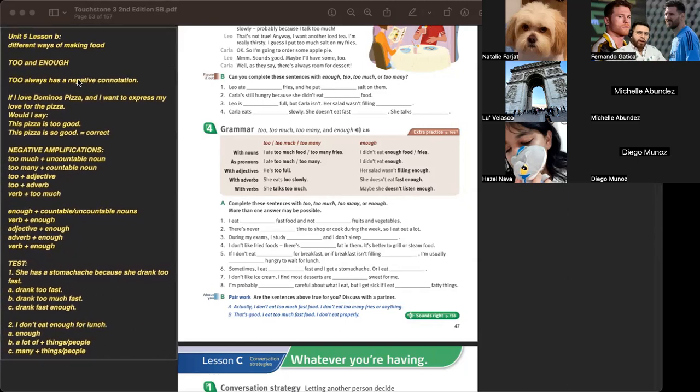Class, you have 10 seconds. Please take a picture of these words or a screenshot. You have 10 seconds. 1 Mississippi, 2 Mississippi, 3 Mississippi, 4 Mississippi, 5 Mississippi, 6 Mississippi, 7 Mississippi, 8 Mississippi, 9 Mississippi, 10 Mississippi. All right.